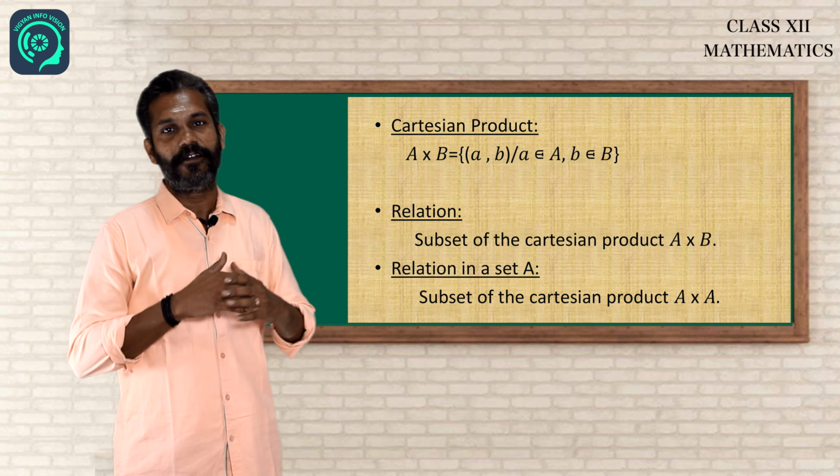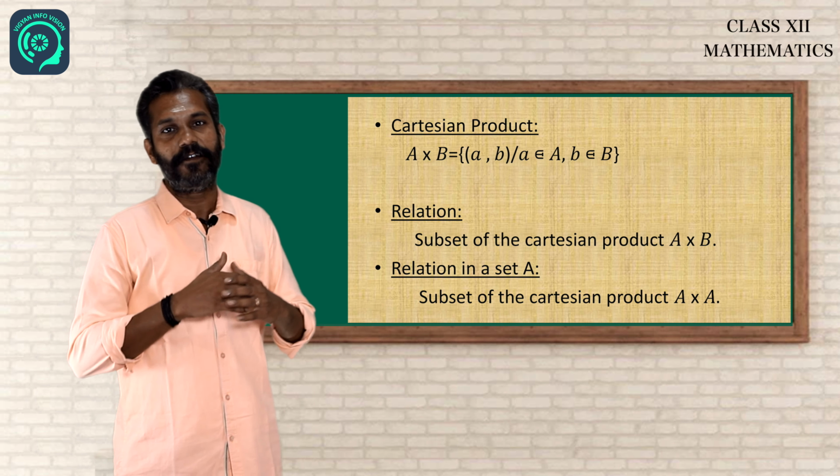Now let us discuss non-trivial relations, that is, reflexive, symmetric, transitive and equivalence relations. First one is the reflexive relation. What about a reflexive relation? That is, if a relation R is defined on a set capital A, where A is a finite set, and each and every element of A is related to itself, then R is said to be reflexive.